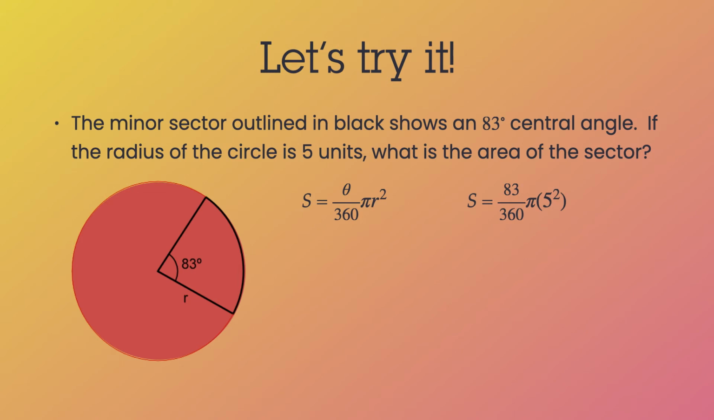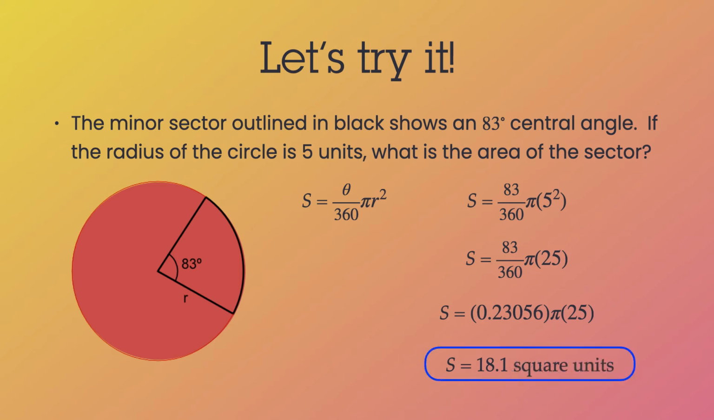Then let's just go through and simplify and solve just like we did with our earlier ones. 5 squared is 25. Now the 83 over 360, we're going to find that decimal approximation. So 83 divided by 360 is 0.23056. Then we just multiply all three of these together: our big crazy decimal, the pi, and the 25 to get 18.10779. Of course, rounding to the nearest tenth, our final answer is going to be 18.1 square units.